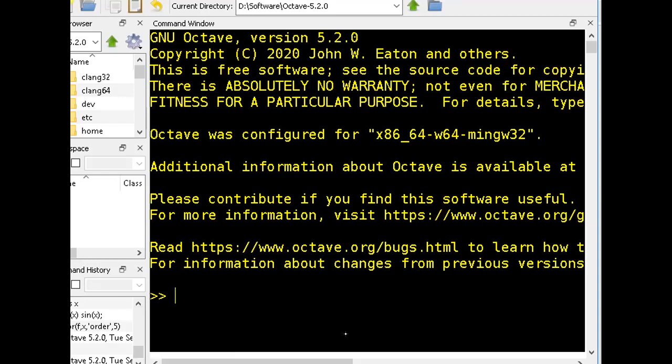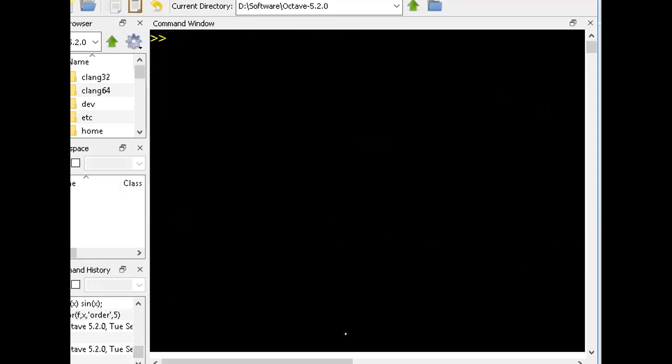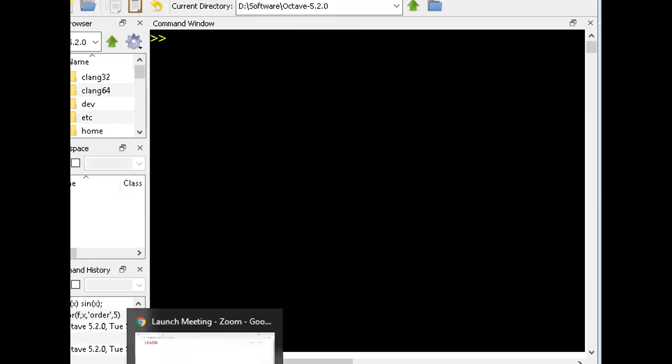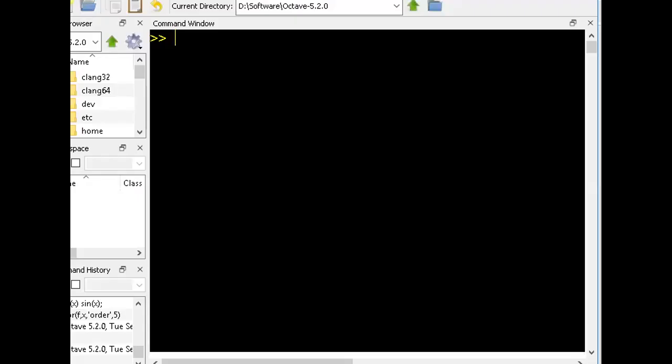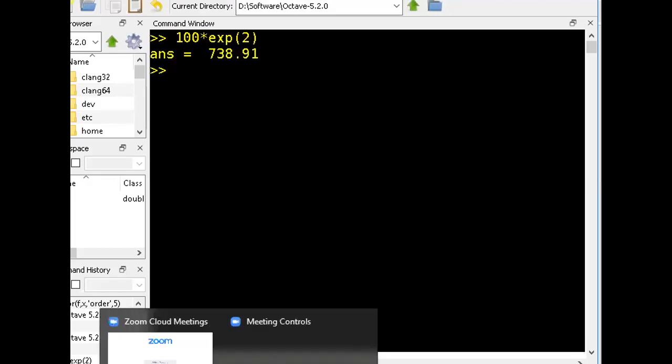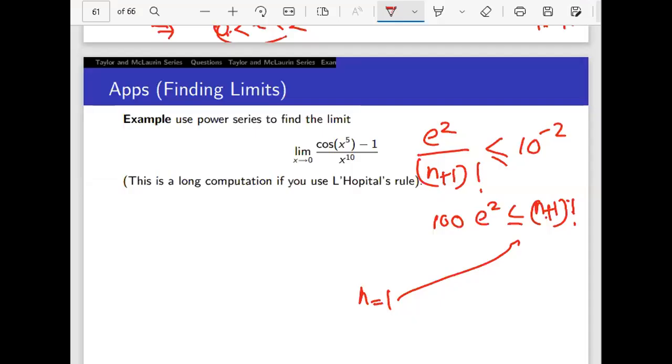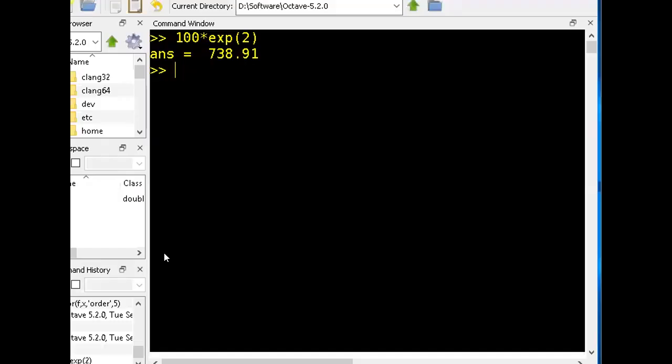All right, let's go to Octave. Let's compute. Can someone say what is the minimum value of n? I think you can do this, right? Let's find factorial. What is the value of factorial?